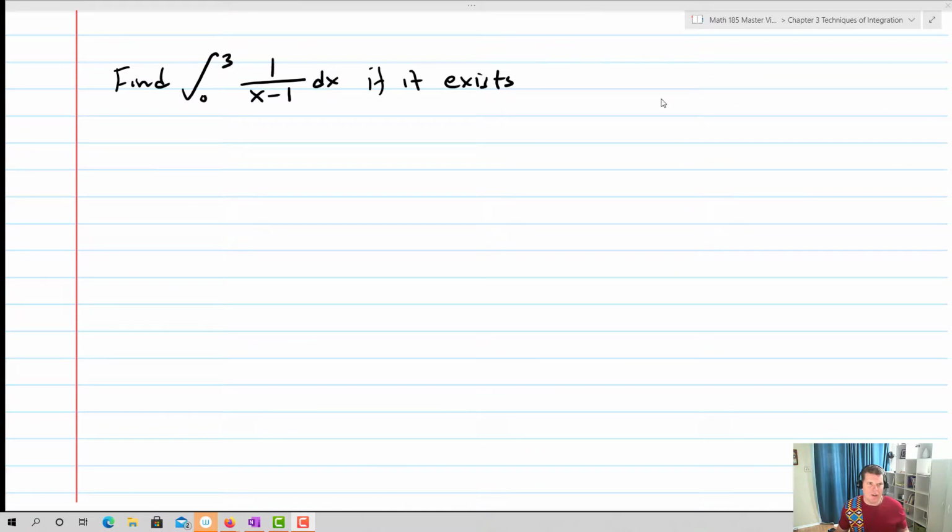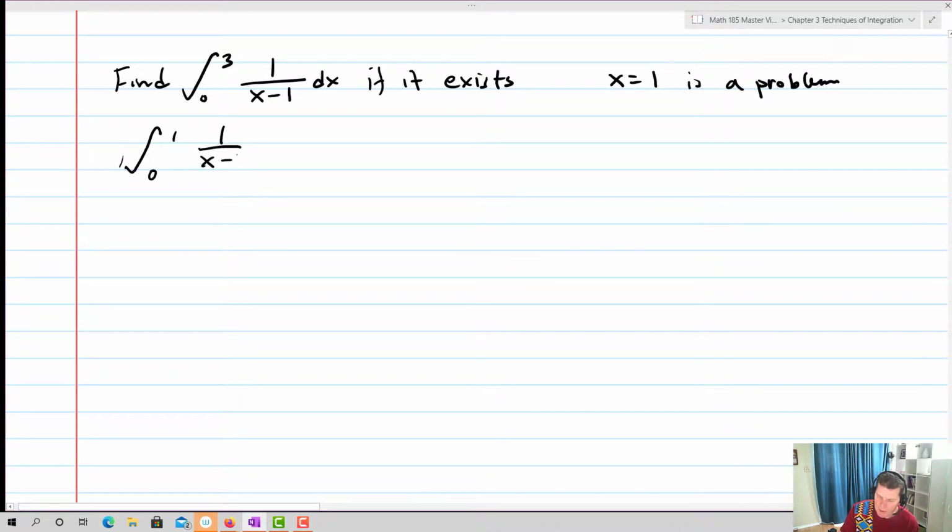So let's take a look at this integral. We want to find the integral from 0 to 3 of 1 over x minus 1 dx, if it exists. So what we know is that we have a discontinuity at x equals 1. x equals 1 is a problem. All right? x equals 1 is in the middle of this interval. So consequently, I'm going to split up my integral. I'm going to make it 0 to 1 of 1 over x minus 1 dx plus 1 to 3 of 1 over x minus 1 dx. And that will then allow me to evaluate both my integrals individually.